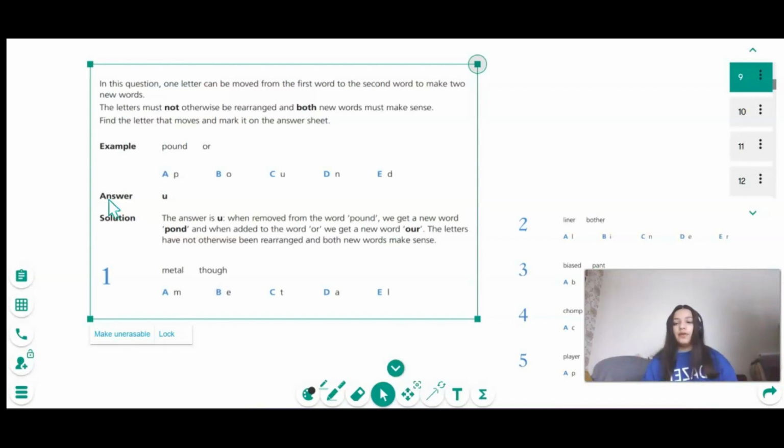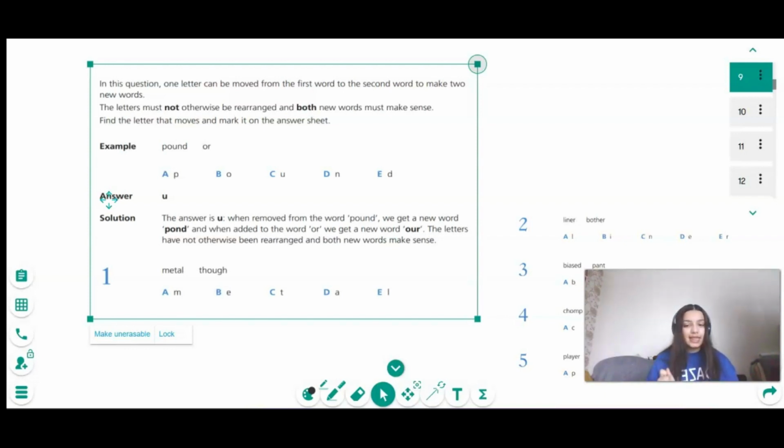Let's have a look at question number 1 and have a go at this one together. We've got the word metal on one side and the word dough on the other. I'm going to move one letter from the word metal and give it to the word dough. If I move the letter M, I'm left with etal, and that's not a word, so that's not the correct one. If I move the letter E, I'm left with mtal. That's not a word, so we can't move that one. But what if I move the letter T? I'm left with M-E-A-L, which spells meal, and that is a word.